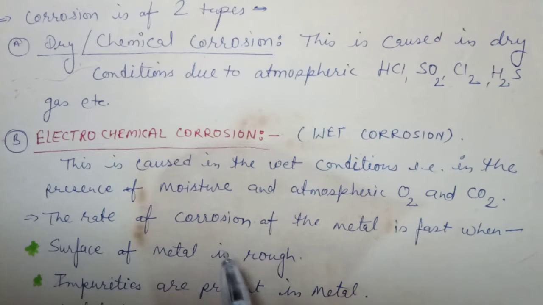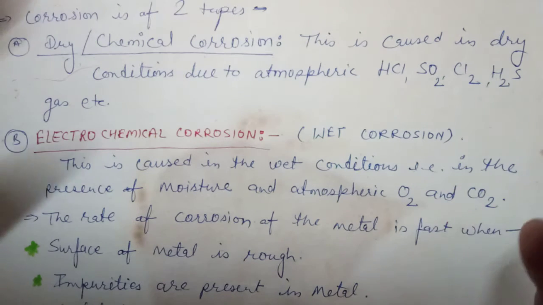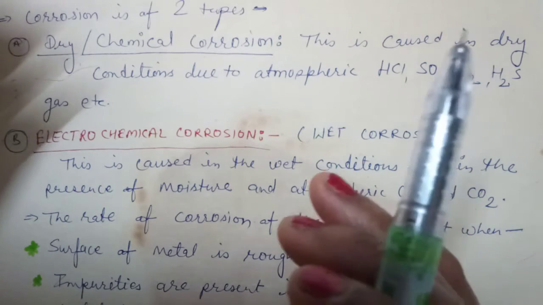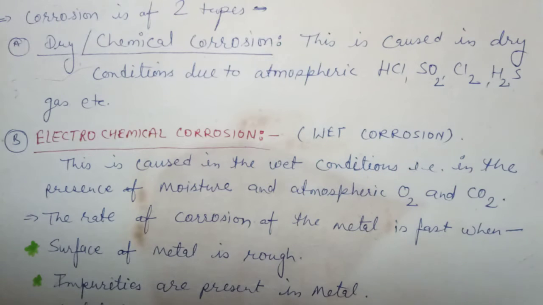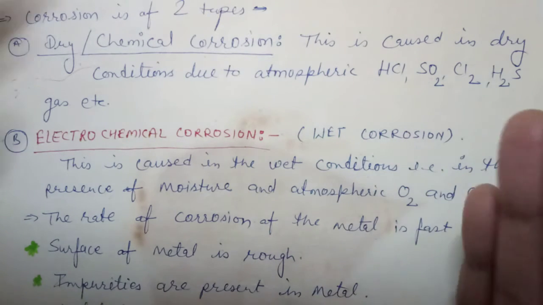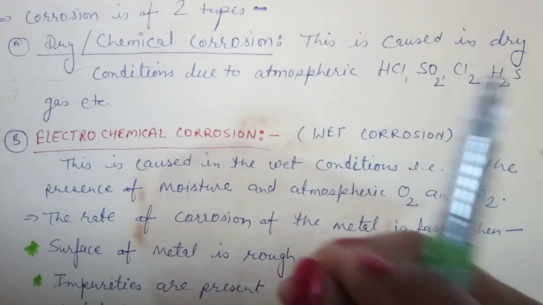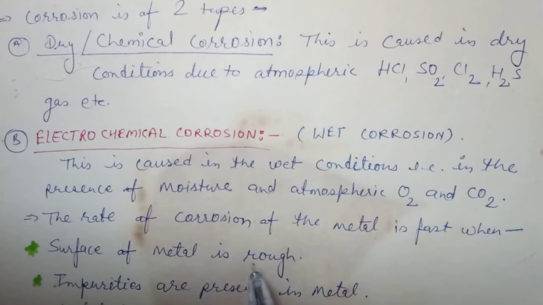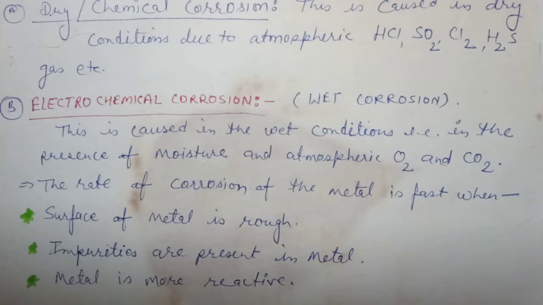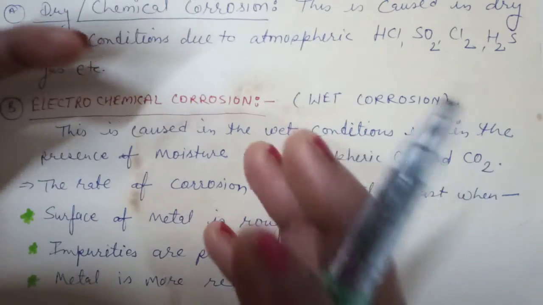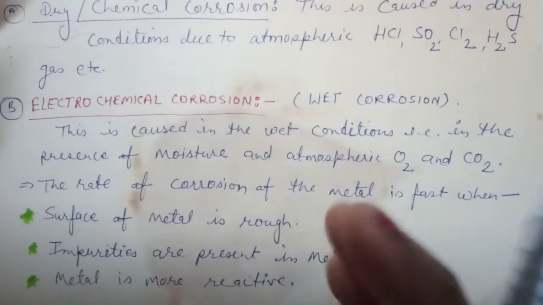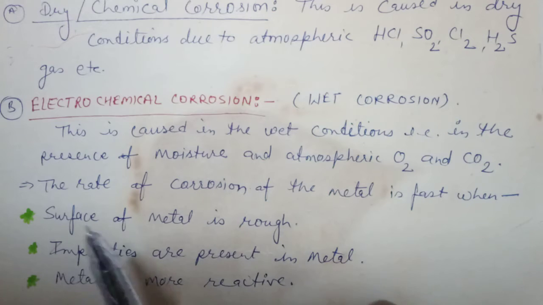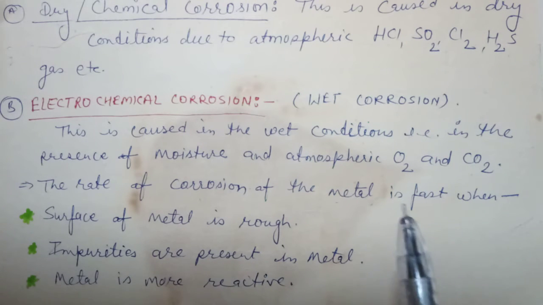The rate of corrosion depends upon the metal. When the surface of the metal is rough, we have seen in our homes that smooth-surfaced iron objects get corroded at a very slow speed. But if the surface of iron is rough, then corrosion takes place at a very fast speed, because water or moisture can collect easily on a rough surface. Second, if impurities are present in the metal, the activity of the metal is increased. And the more reactive the metal, the higher the speed of corrosion. So these are the three important conditions in which corrosion of metal takes place at high speed.